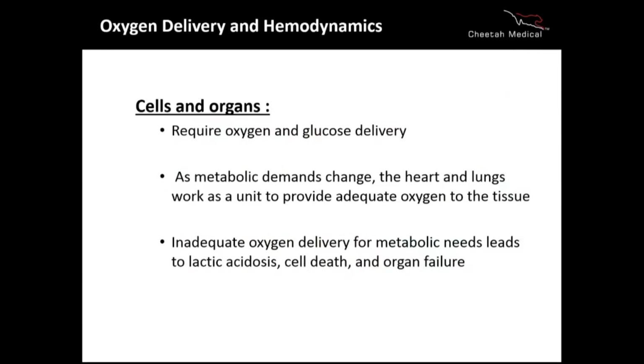Cells and organs require oxygen and glucose delivery. As the metabolic demands change, the heart and the lungs work as a unit to provide adequate oxygen to the tissue. So when the tissue doesn't get enough oxygen for the metabolic demands, we're going to have metabolism taking place with no oxygen. That is anaerobic metabolism. It's going to build up lactic acidosis. That drop in the pH in a cell is going to destroy the cell. The cell is going to die. The organ is going to die. The patient is going to die.